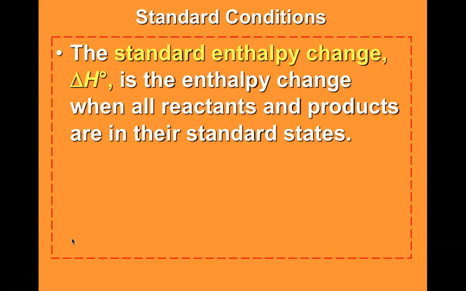So the standard enthalpy change, notice it's delta H naught. That little symbol that looks like a degree symbol after the H is called the naught symbol. When you see the naught symbol, we are talking specifically about standard conditions. So 25 degrees Celsius, 1 atmosphere, 1 molar, things of that nature. So standard enthalpy change is the enthalpy change when all reactants and products are in their standard states. When you use the appendix of your book or one of the reference sheets that you'll be able to print out or look online, it has a bunch of values listed for you. They are at standard conditions.